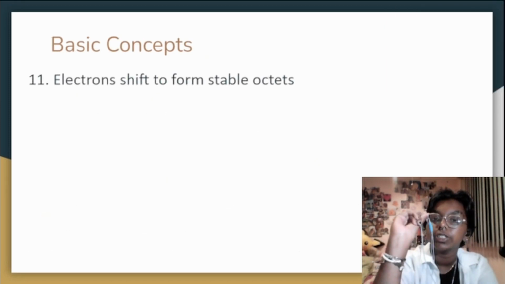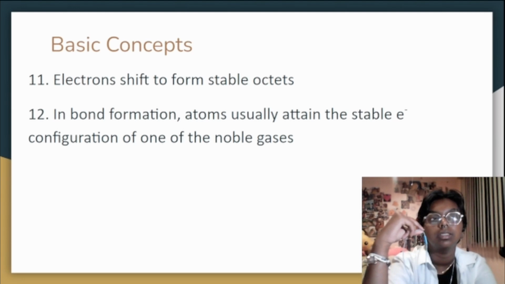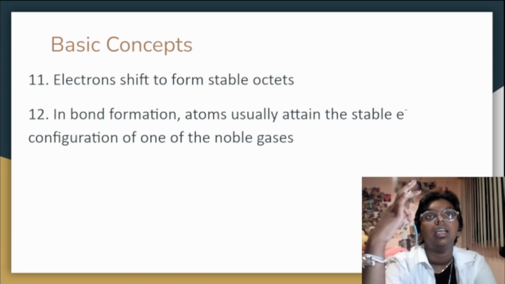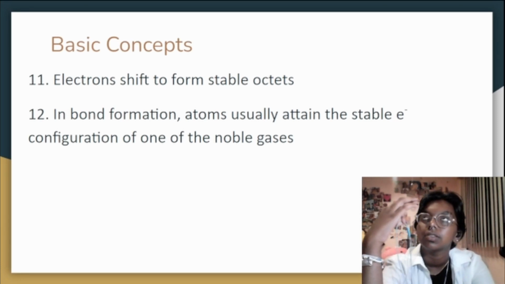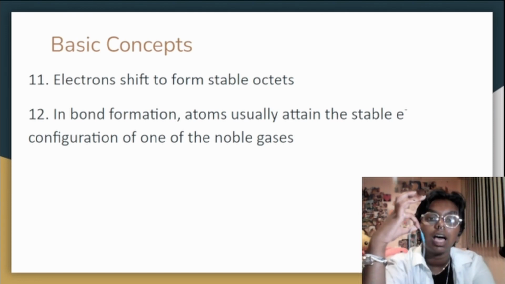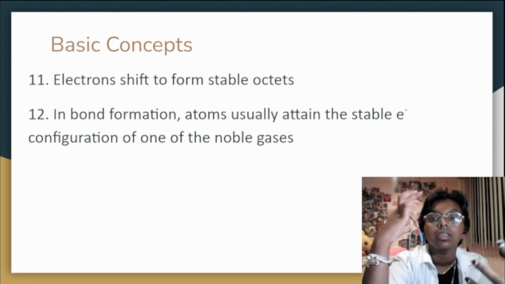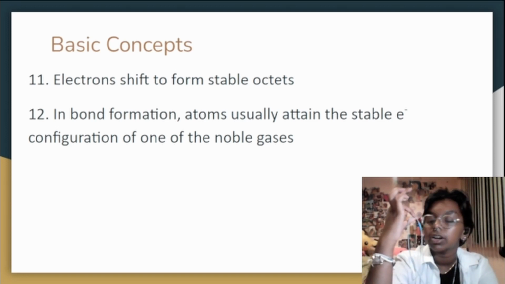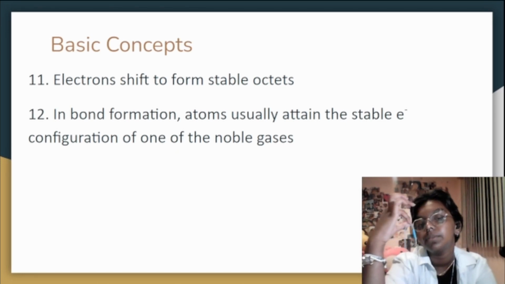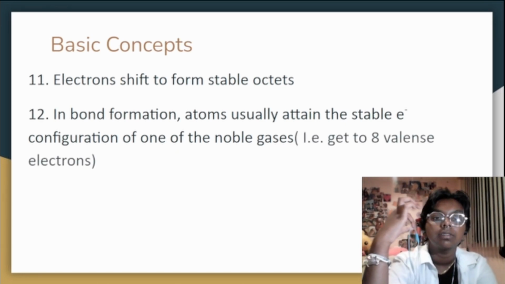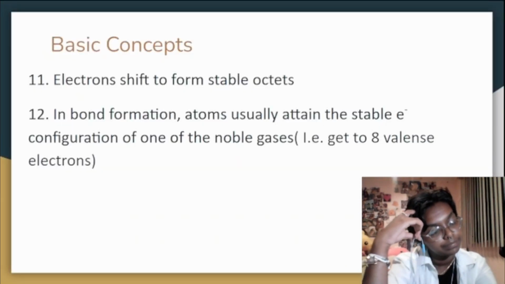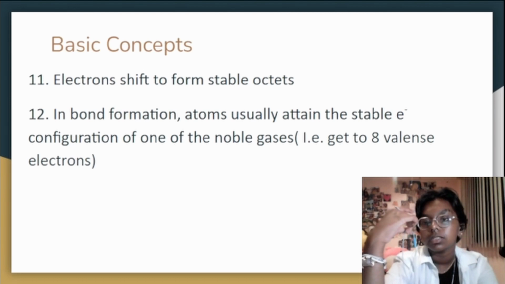Number 11, electrons shift to form stable octets. So these electrons will move, so an element can have 8 valence electrons, or 2 if it's hydrogen or something, right? And then in bond formation, atoms will usually attain a stable electron configuration, like how noble gases have 8 valence electrons, or 2 if it's helium. So pretty much when bonds form, the atoms just want 8 valence electrons.